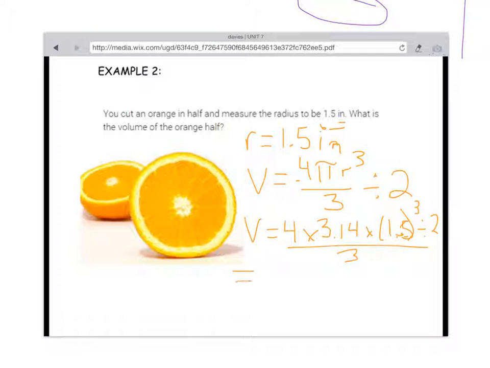And so putting that information into your calculator and working out the volume, we get approximately 7.1. And we were working in inches this time, not in centimeters, and so we need to put inches cubed for our units. And so the volume of half of a sphere is 7.1 cubic inches.